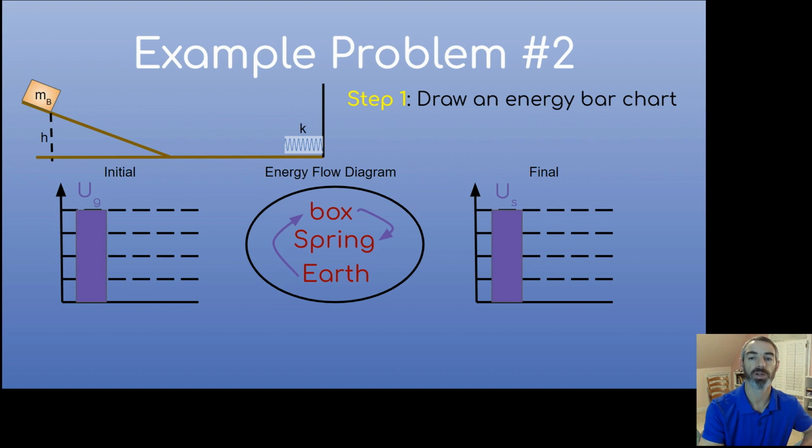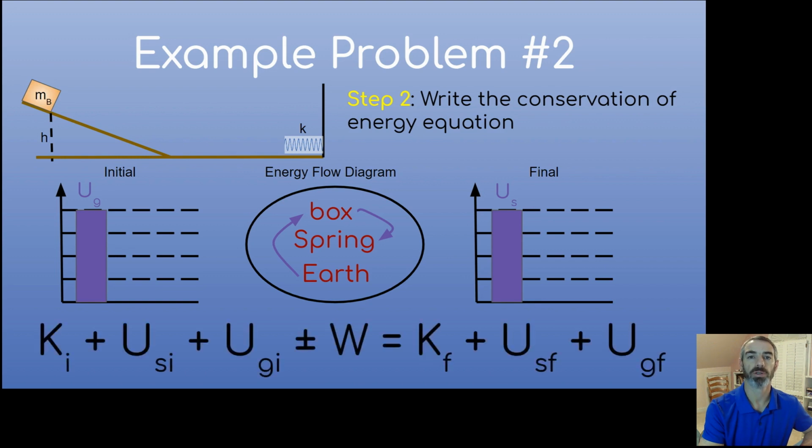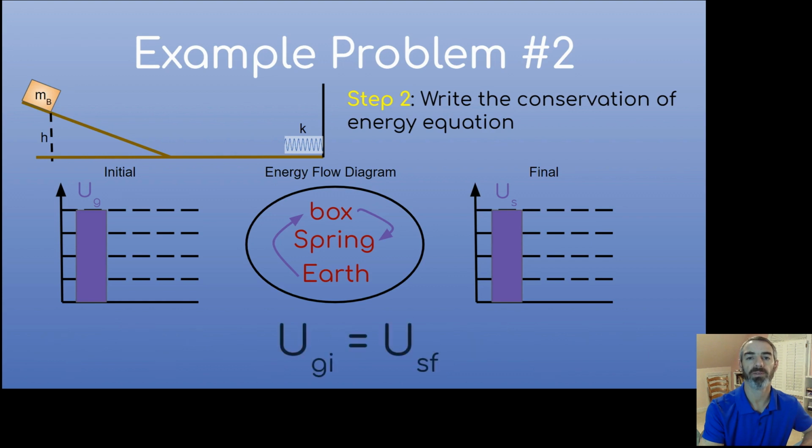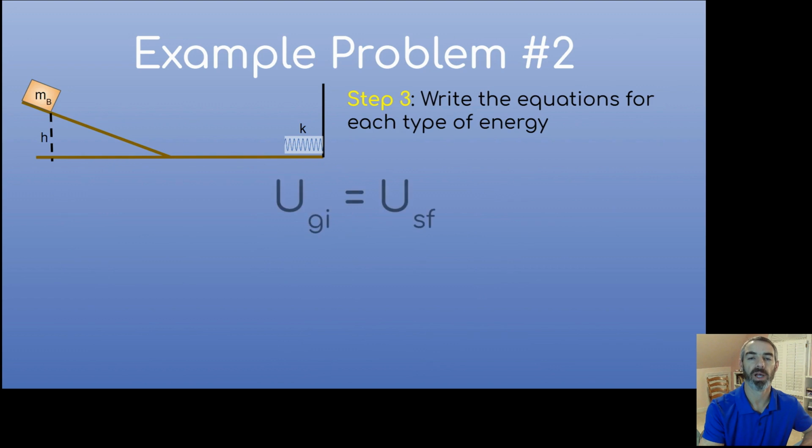Writing our conservation equation, we write our big long equation: the potential plus kinetic plus or minus work equals potential plus kinetic in the final. So we know we don't have kinetic or spring energy or any work because there's no arrows in or out. That leaves us with an equation of UGi equals USf. So step 3 is to substitute the equations. So UG is mg delta y, US is 1/2 kx squared.